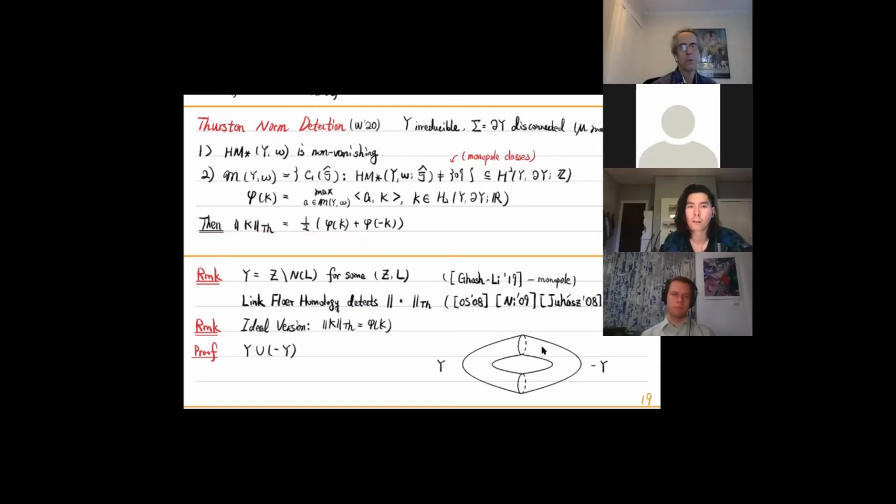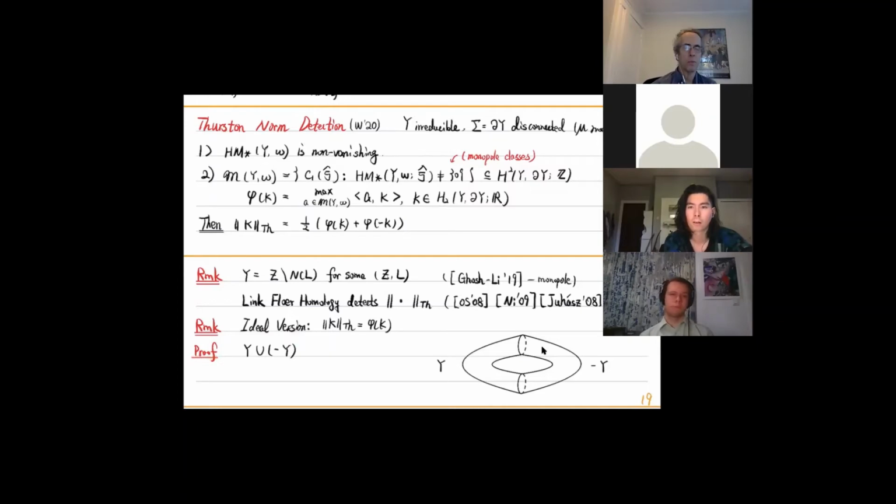But anyway, the second remark is this detection result is not the most ideal version. The ideal version would just say the Thurston norm of kappa equals phi of kappa. The problem here is that I cannot verify that this set of monopole classes is symmetric about the origin, or that this function phi is an even function. I hope we can improve this result in the future. And finally, just a word about the proof.